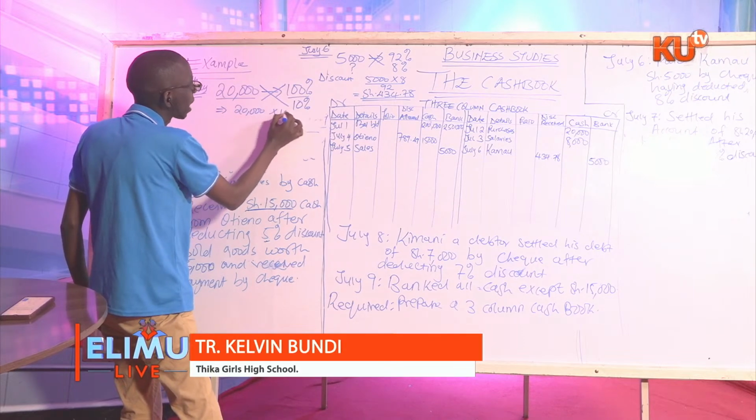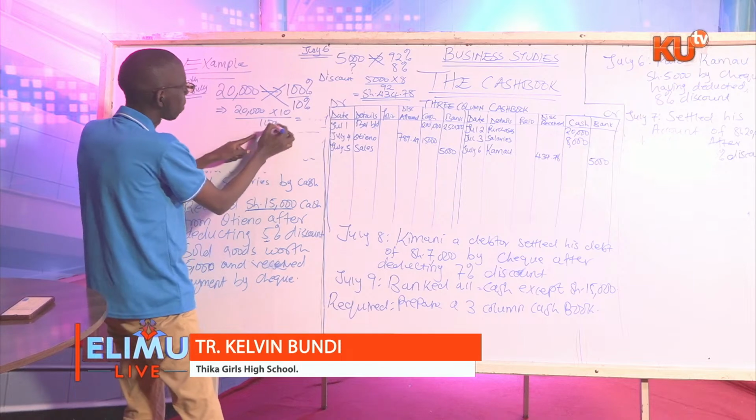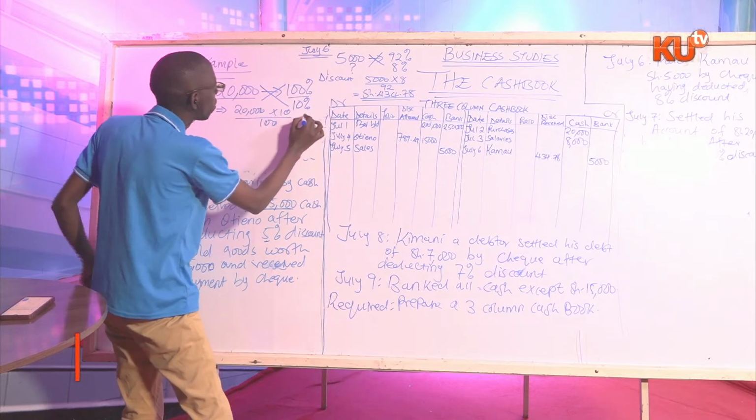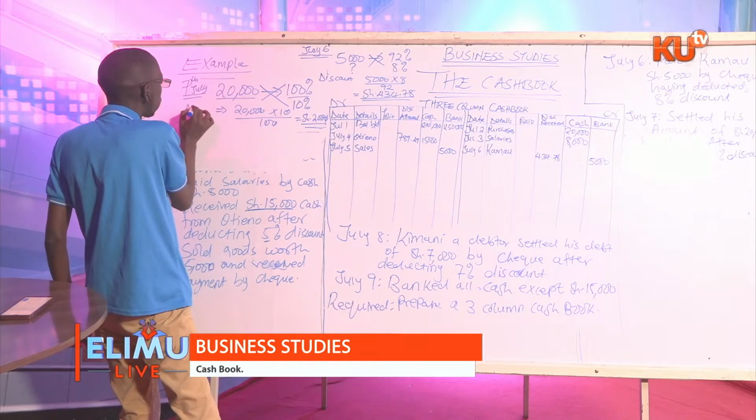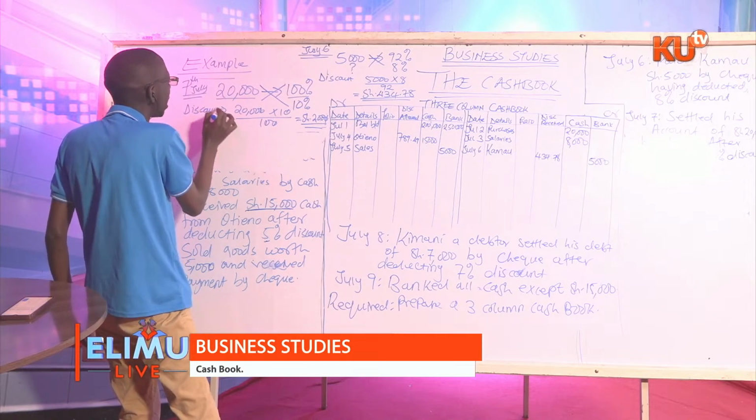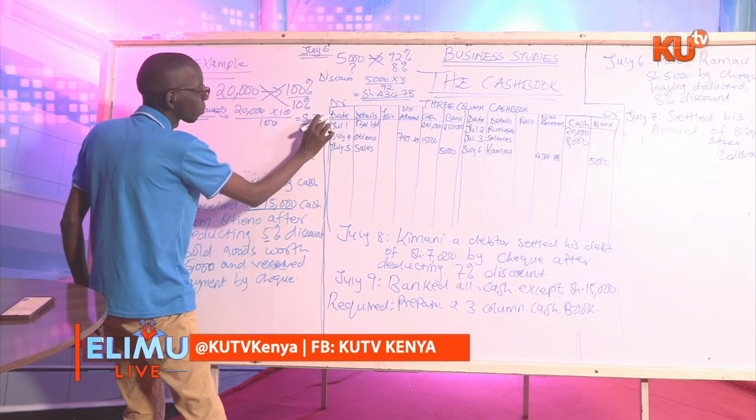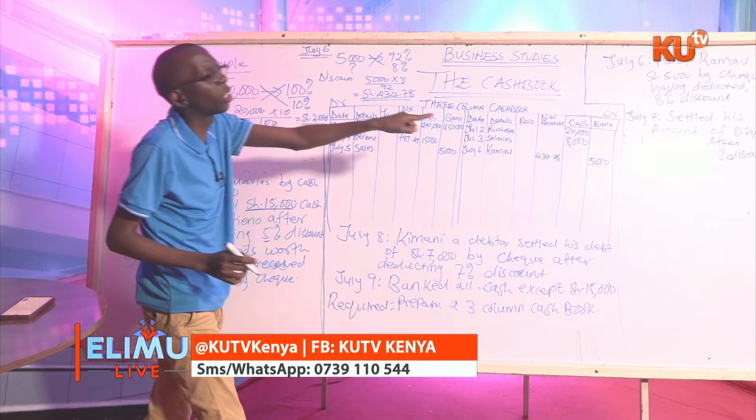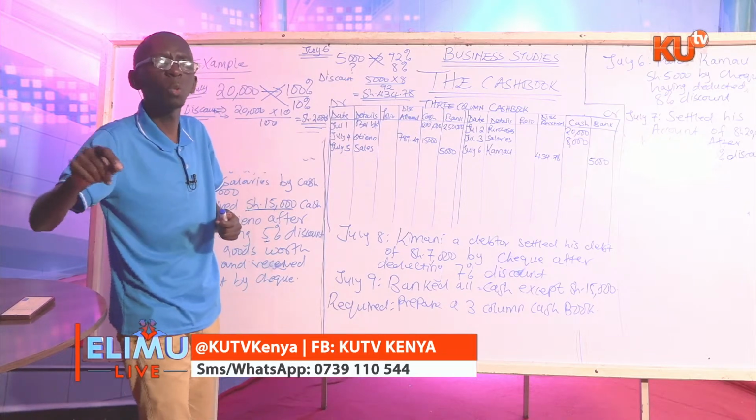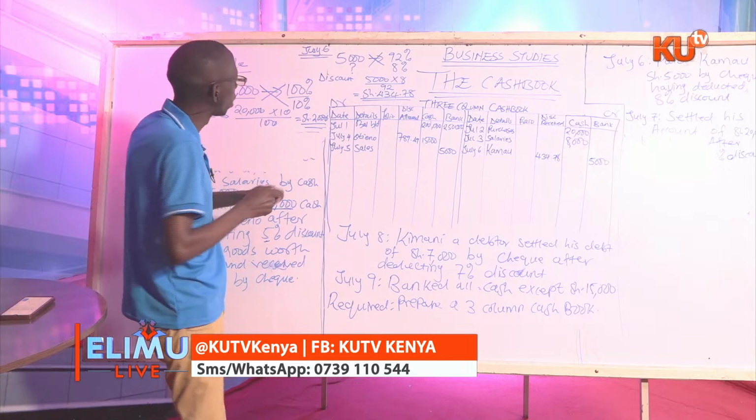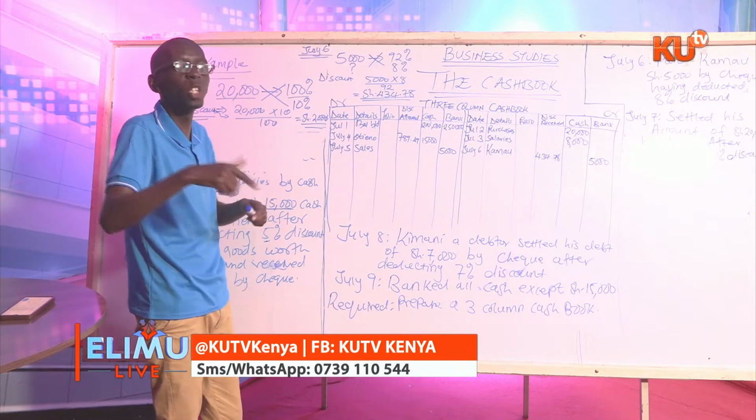20,000 times 10 over 100. This will give us 2,000 shillings. So the discount for July 7 is 2,000. But we are not going to record 20,000. Why? He did not pay 20,000. His debt was 20,000 and he was given a discount of 10%, which we have calculated and seen is 2,000.